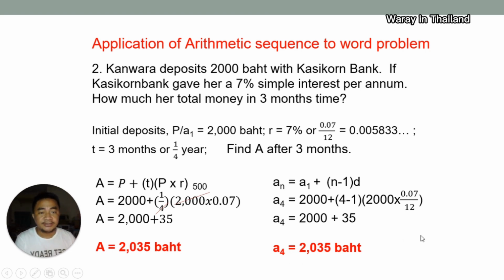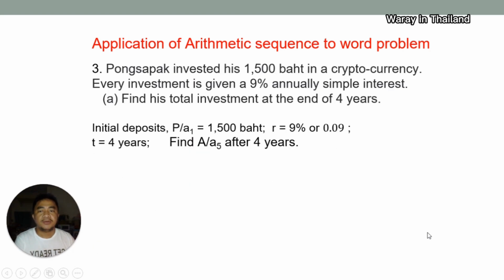Okay, now we have here one more example. Pongsapak invested his 1,500 baht in a cryptocurrency. Every investment is given a 9% annual simple interest. Find his total investment at the end of 4 years. So we have here again the initial deposit, 1,500 baht. The rate is 9%. The time is 4 years, and we're going to find A5 after 4 years. How much will Pongsapak get after 4 years?